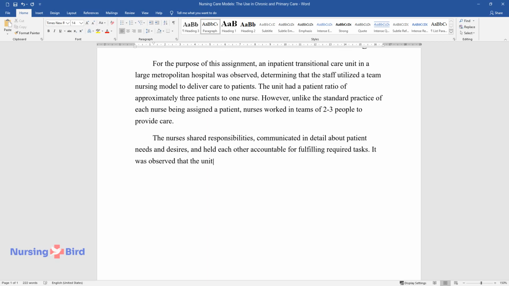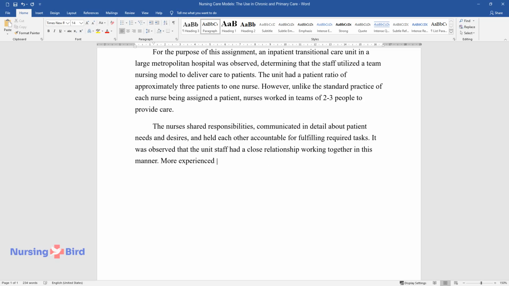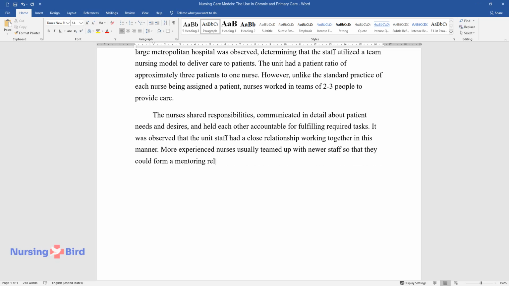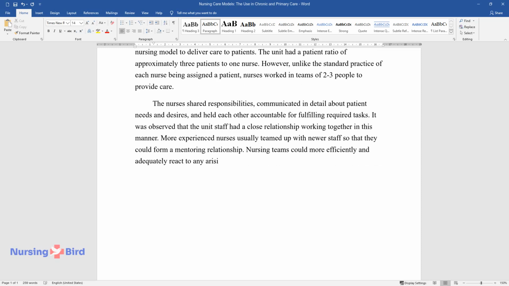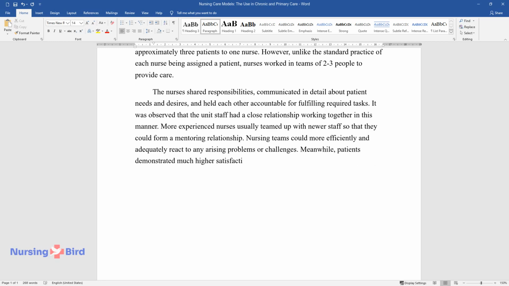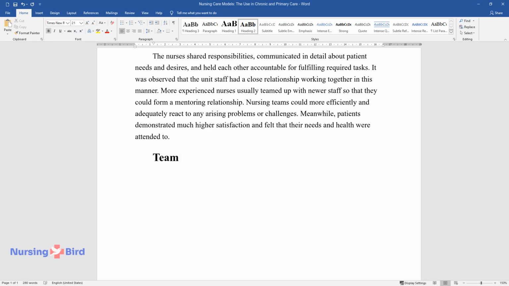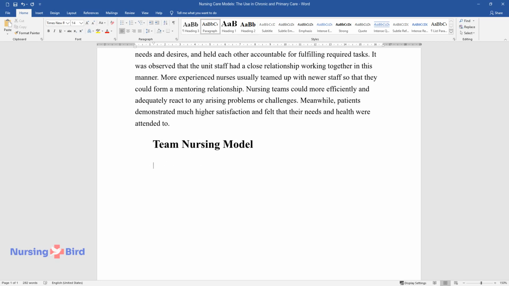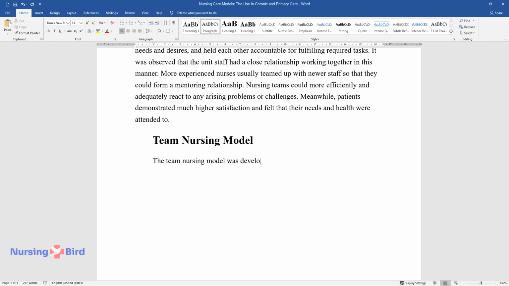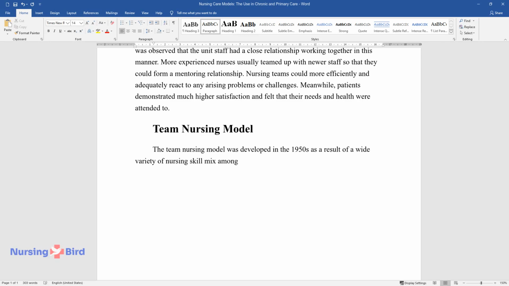It was observed that the unit staff had a close relationship working together in this manner. More experienced nurses usually teamed up with newer staff so that they could form a mentoring relationship. Nursing teams could more efficiently and adequately react to any arising problems or challenges. Meanwhile, patients demonstrated much higher satisfaction and felt that their needs and health were attended to. Team nursing model. The team nursing model was developed in the 1950s as a result of a wide variety of nursing skill mix among unit staff.